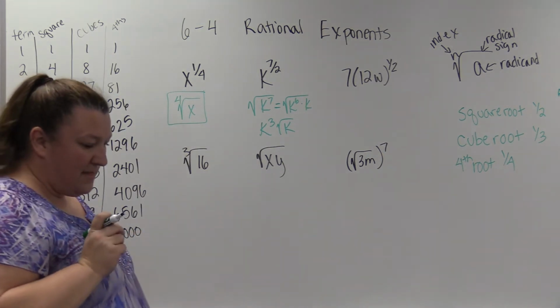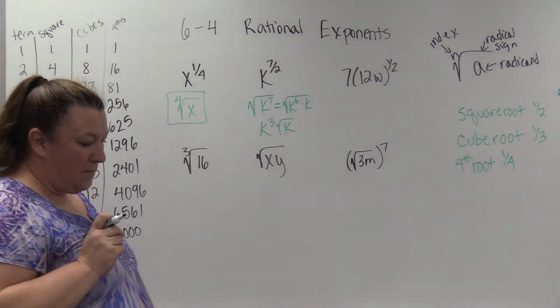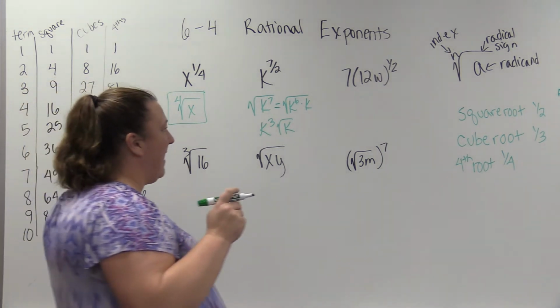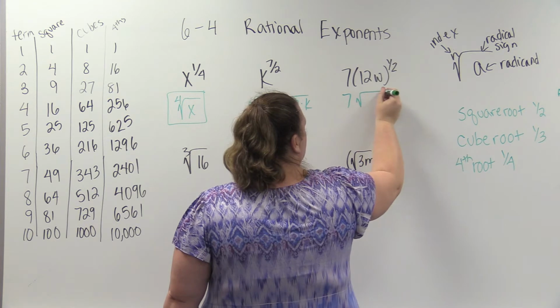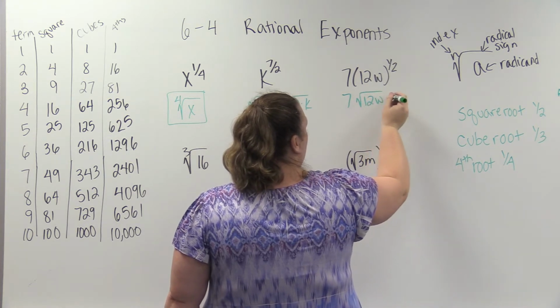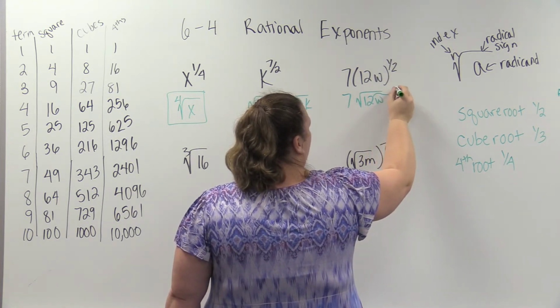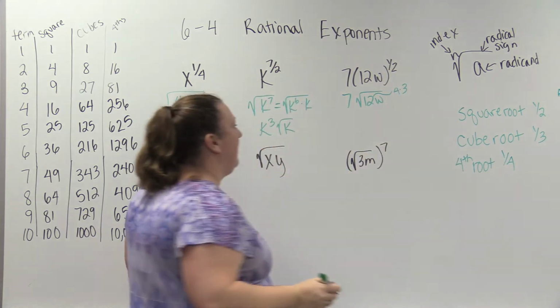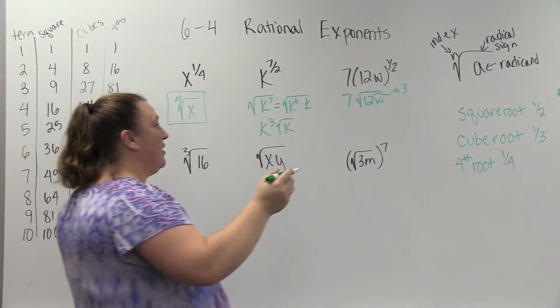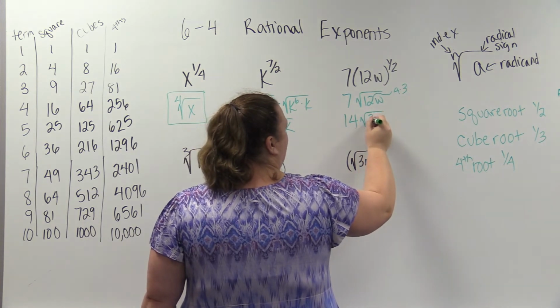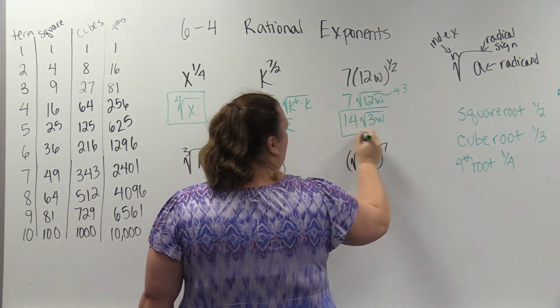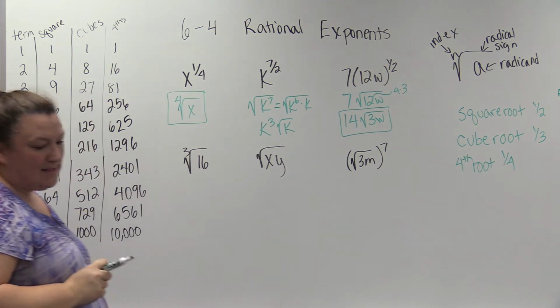And now I have one more example. I have 7 square roots of 12w. But I know that 12 is 4 times 3. And the square root of 4 is 2. 2 times 7 is 14. Square root of 3w. And that's what that looks like.